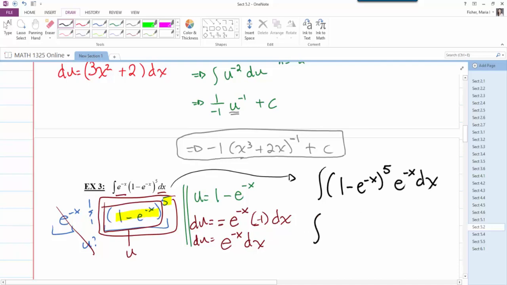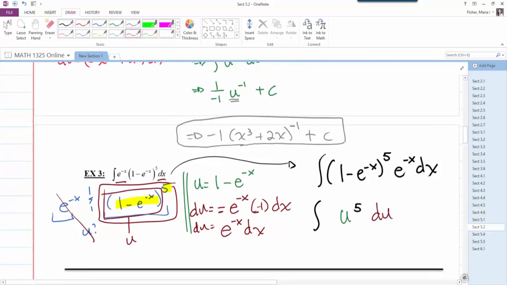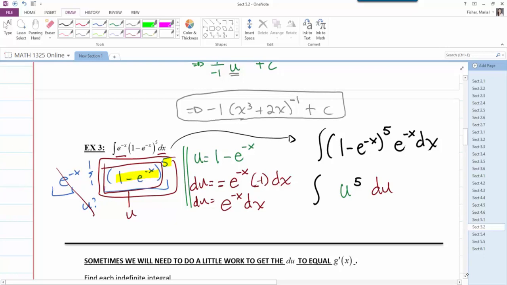So then this becomes, well, remember, my 1 minus e to the negative x is equal to my u, and that's being raised to the 5th power, and my e to the negative x dx is my du. So now I'm a function all in terms of u, and I can just integrate this.